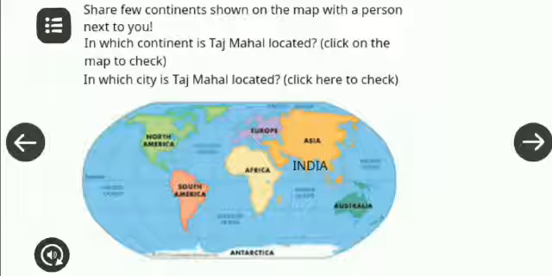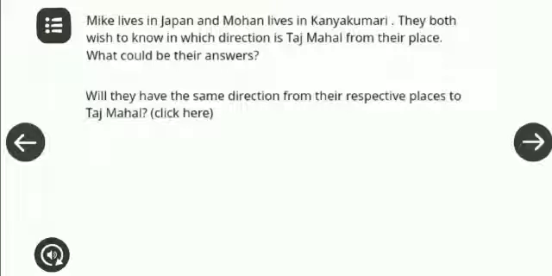Taj Mahal is located in India. In which city is Taj Mahal located? So what is the name of the city? The city of Agra. Now there are two friends, Mike who lives in Japan and Mohan who lives in Kanyakumari. They both wish to know in which direction is Taj Mahal from their place.